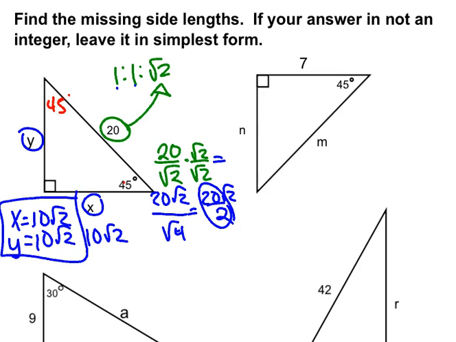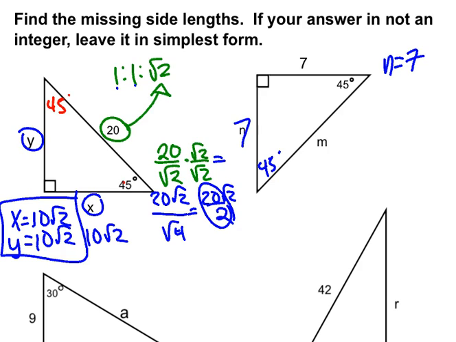There we have the first one. This next one is also another 45, 45, 90, so that's your third angle. But what they gave you is a leg, and we know from the last problem that the legs are the same, so right off the bat, you should know that n is 7.